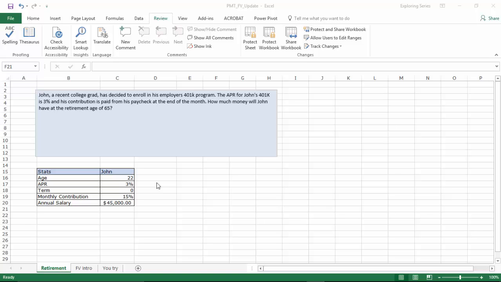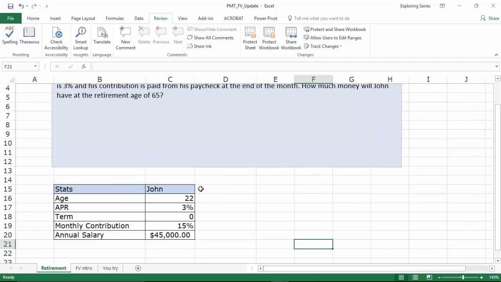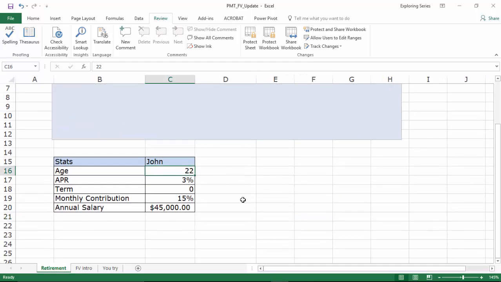Okay. So with that tool, we're going to figure out, if you open up a 401k, how much money will you have when you retire? We're going to do that with the future value function. So first, let's go basics. Let's say we have a customer by the name of John. John's currently 22. He wants to retire. Let's say he wants to retire at the age of 65.